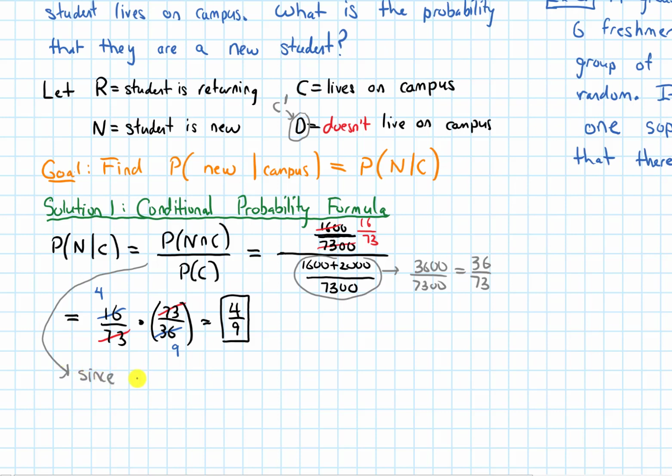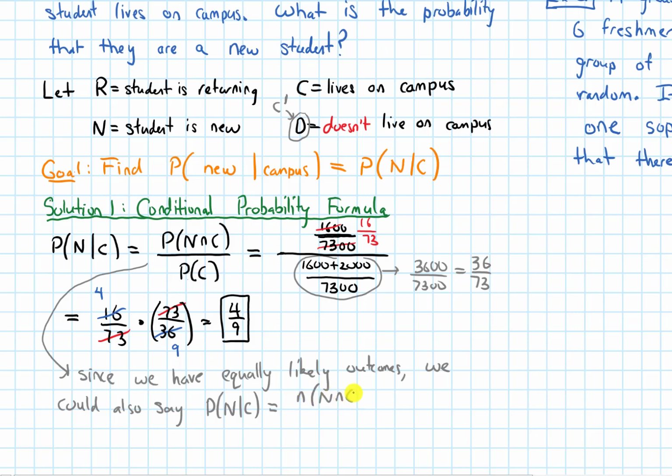Since we have equally likely outcomes, we could also simply say that this conditional probability of n given c is going to be equal to, and then count the number of elements in each of the sets in this fraction, as opposed to the probability. So the number of elements in n intersects c, divided by the number of elements in c.